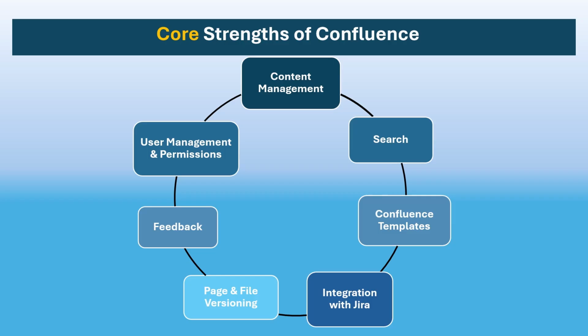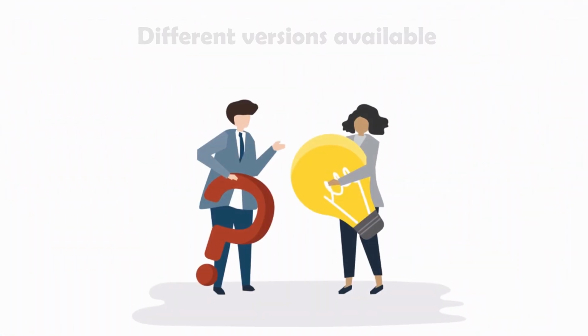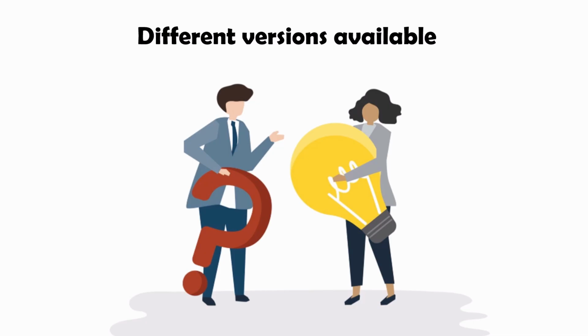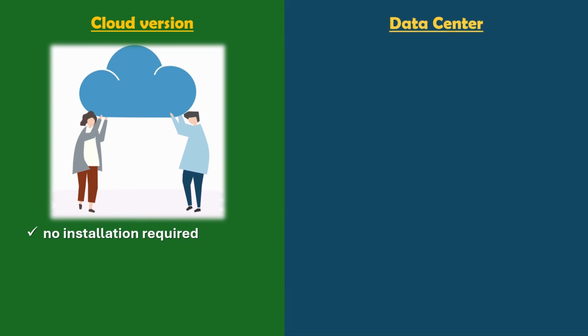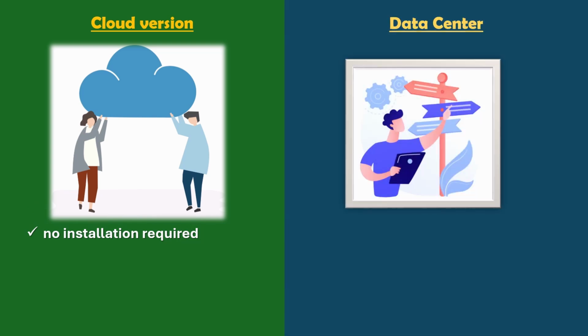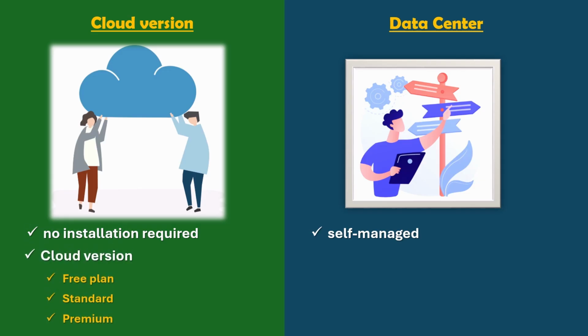Before we start working with Confluence, it is important to understand the different versions available. Confluence comes in mainly two deployment options. One is the cloud version and second is the data center, which is self-managed. Cloud version is hosted by Atlassian and accessed directly through your browser. There is no installation required and it is tightly integrated with the Atlassian ecosystem. In fact, when you use tools like Jira, Confluence is available within the same environment. That is, both tools can be accessed by a single platform and they can work seamlessly together.